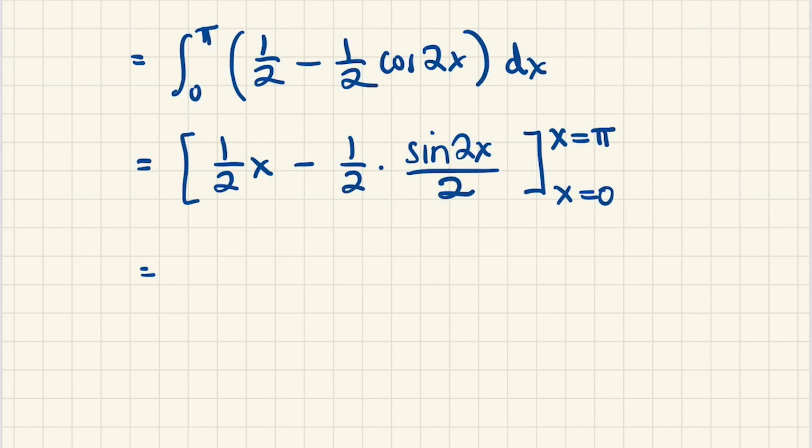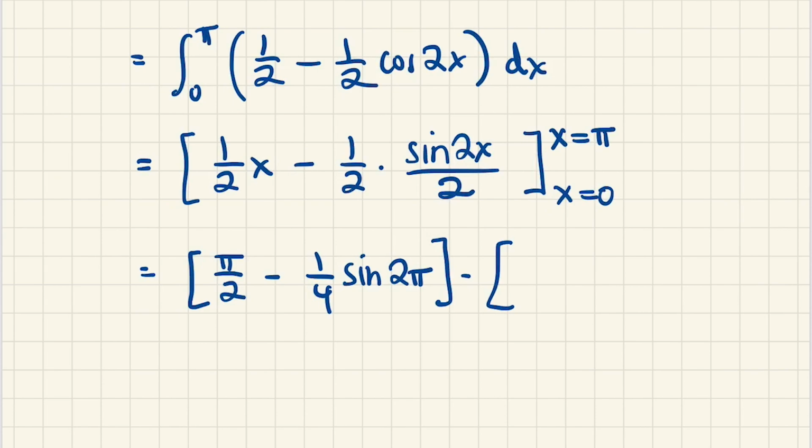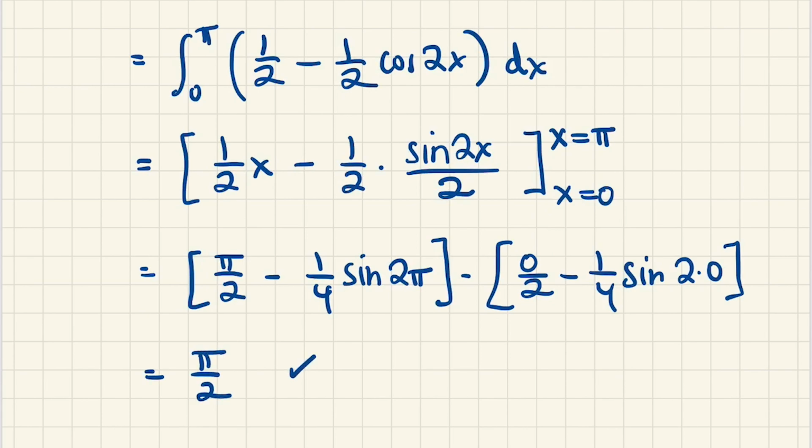All right, let's plug in our points here. So we have, plugging pi in, we get pi over 2 minus 1/4 of sine of 2 pi. And plugging 0 in, we get 0 over 2 minus 1/4 sine of 2 times 0. Well, pretty much everything goes away except for the pi over 2, which is our final answer.